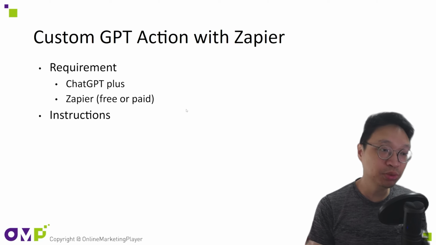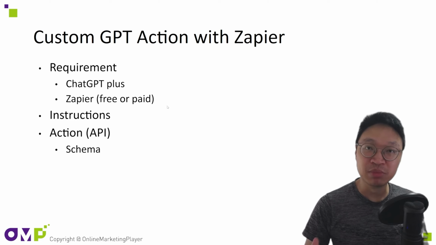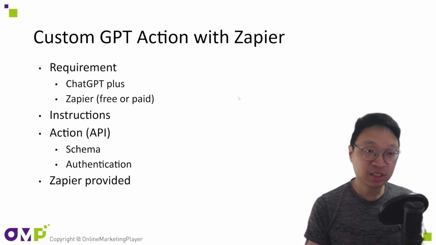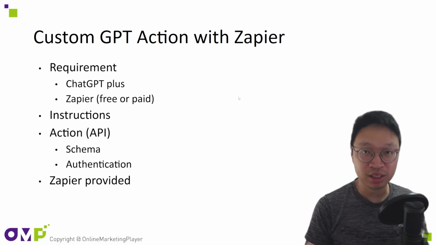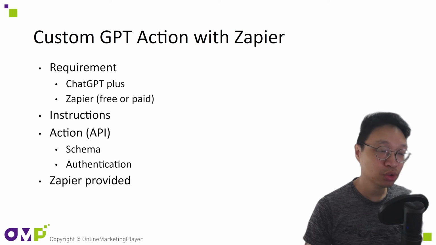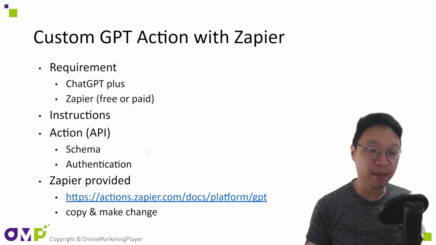And inside a GPT, we need to write the instruction. In order to connect to Zapier, we need to use the function called action. And inside an action, it requires you to provide a schema in order to connect the API, and also authentication. It sounds complicated, but actually it's pretty easy because Zapier has already provided you the instruction and the schema. All you need to do is just copy and paste.